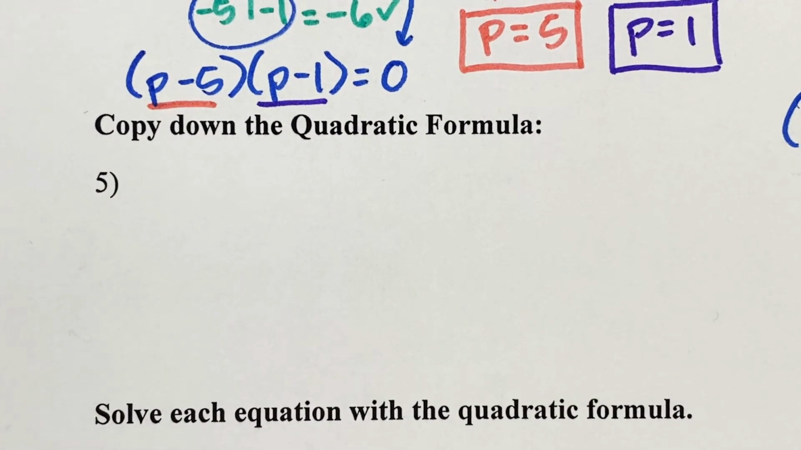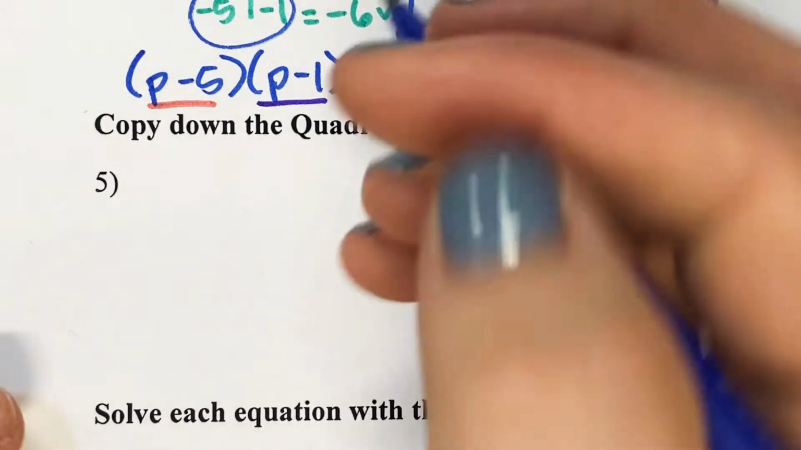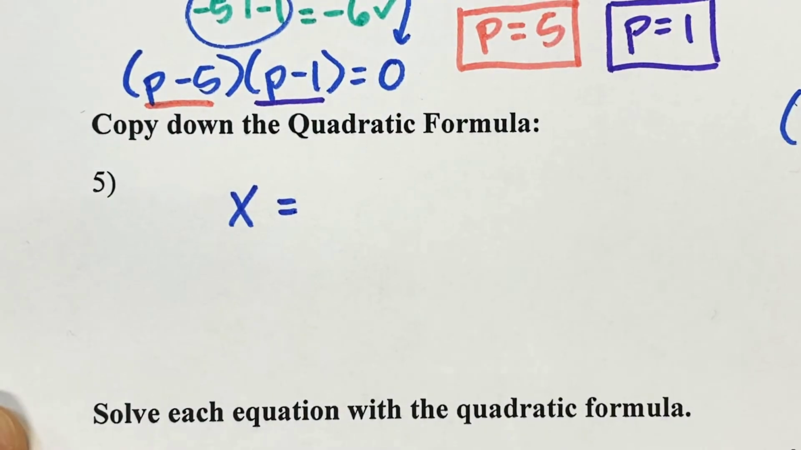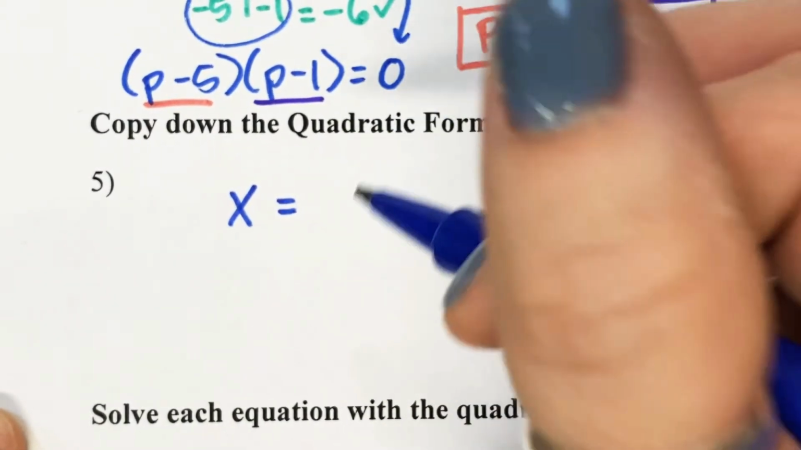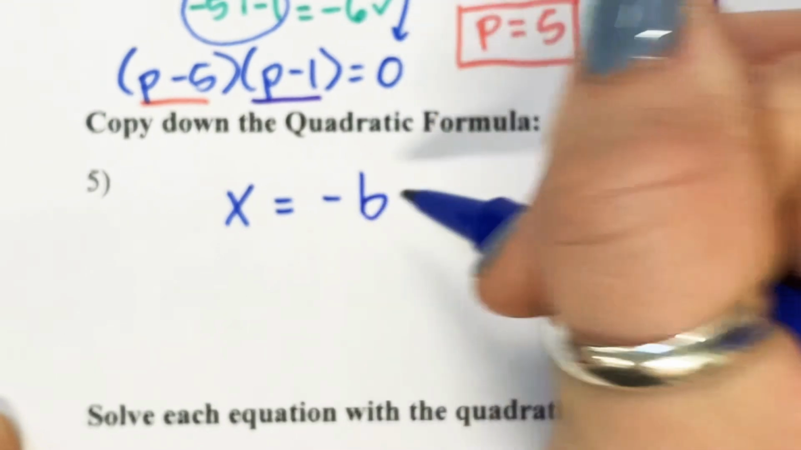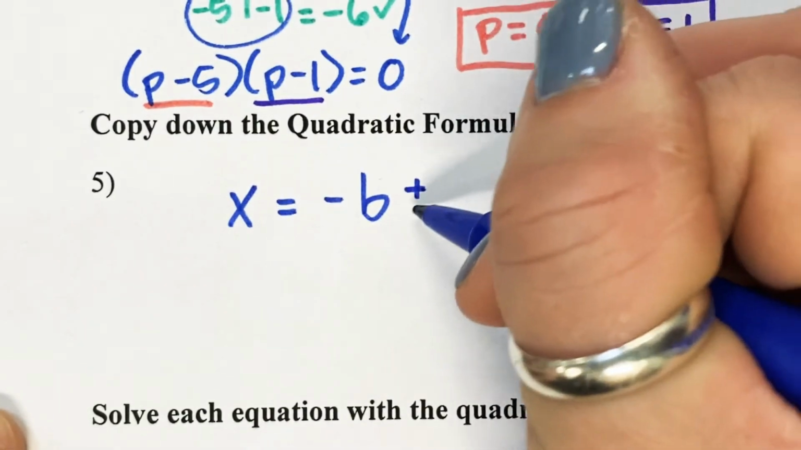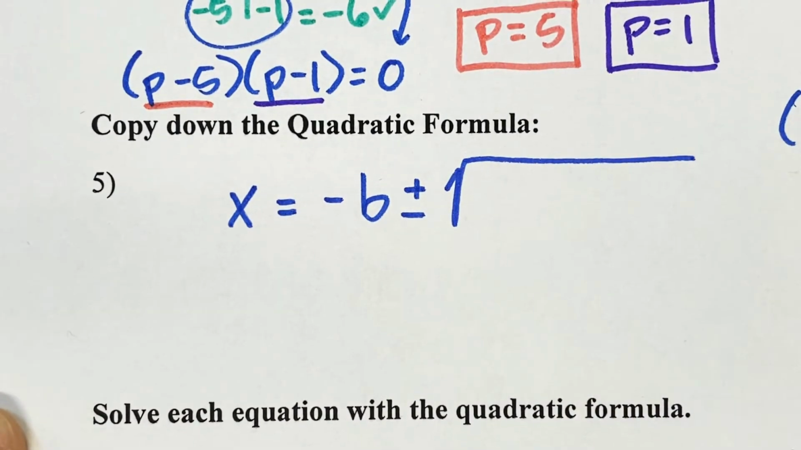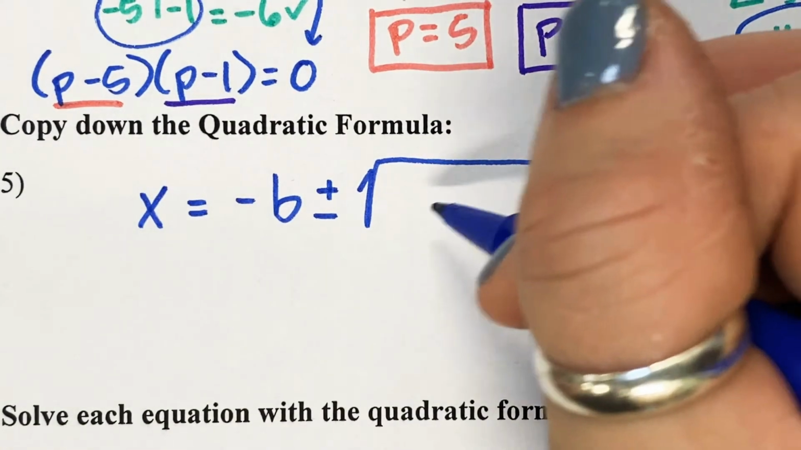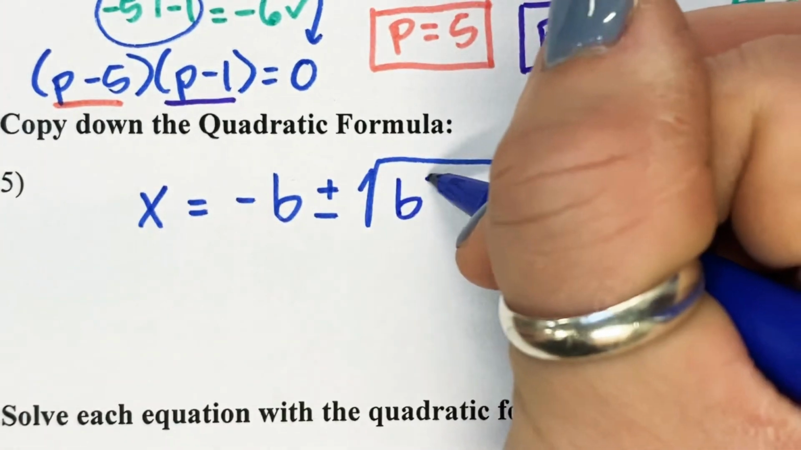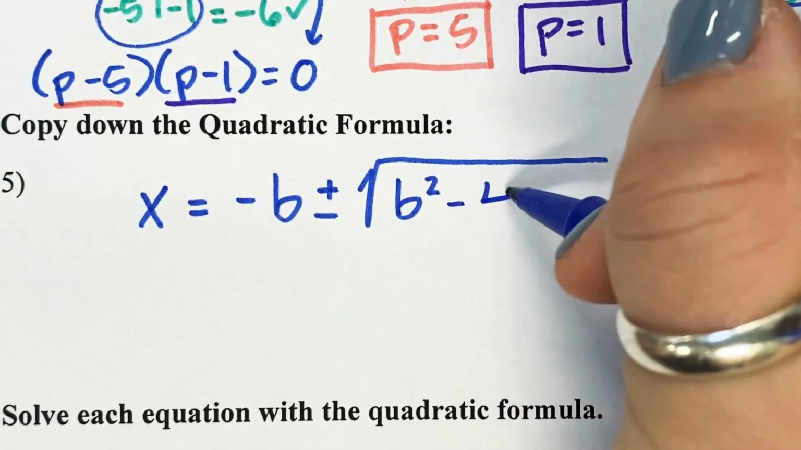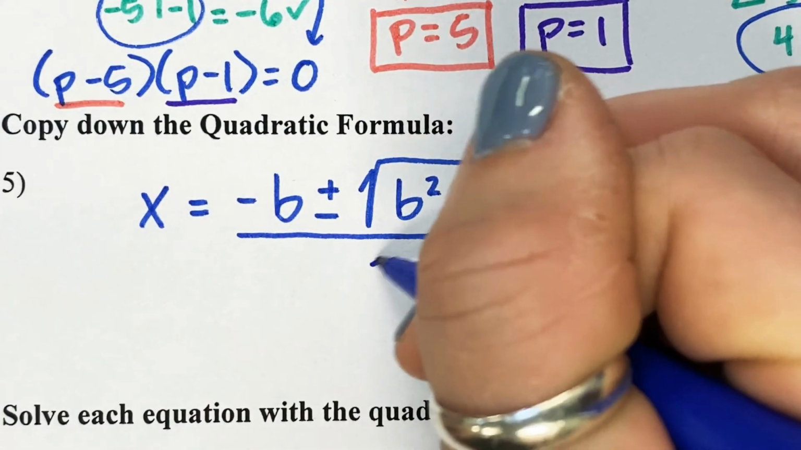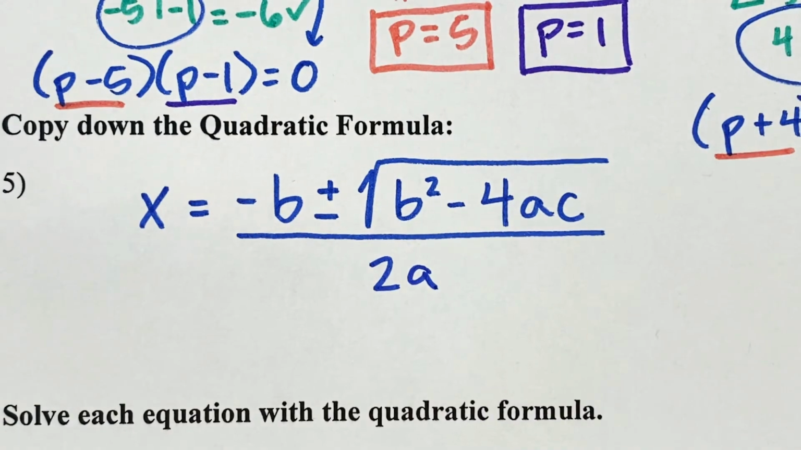So our quadratic formula is this. X is equal, so copy this formula down. It's super important. Negative b plus or minus the square root, a big square root sign because there's a lot that goes under this, of b squared minus 4ac all over 2 times a.